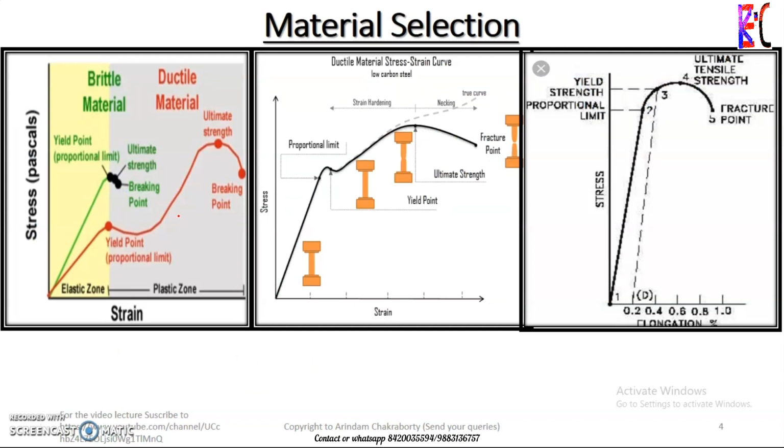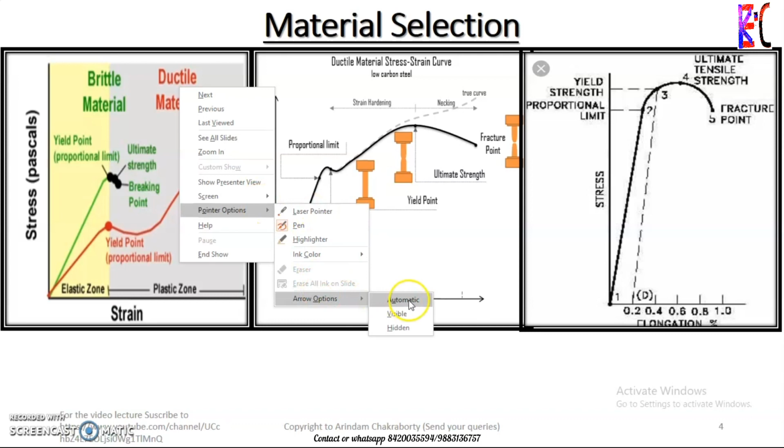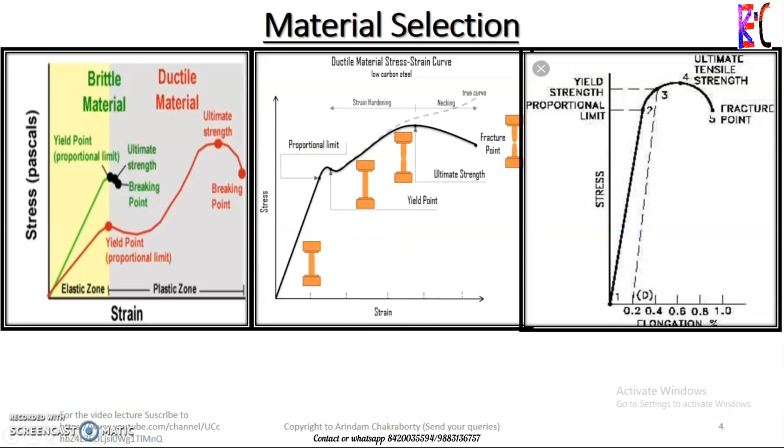Next is the material selection. This is what we need to understand. Let me change it to the pointer, ink color, arrow option. Okay. So as you can see, this is the yield point. This is the ductile material, and this is the brittle material. This is the elastic zone and this is the plastic zone. This diagram is for your ductile material and this diagram is for brittle material.